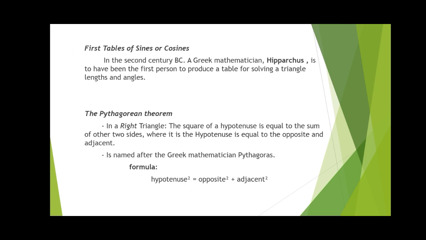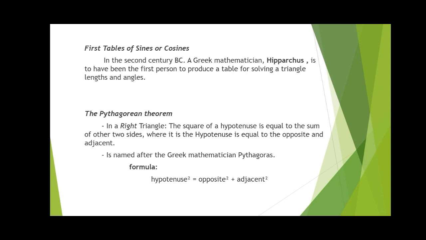The first tables of sine and cosine. In the 2nd century BC, a Greek mathematician, Hipparchus, is said to have been the first person to produce a table for solving a triangle's lengths and angles.